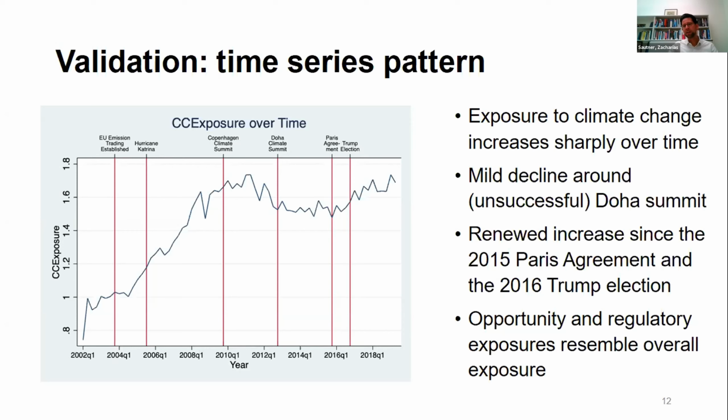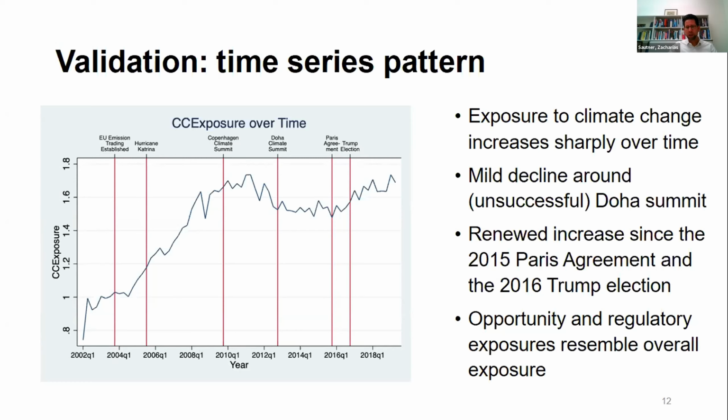So you see from just eyeballing the figure that exposure has increased sharply over time. There was a decline around the Doha Summit 2012, which was largely considered an unsuccessful summit. And then there has been a renewed increase in climate change exposure since the Paris Agreement in 2015 and the Trump election in 2016. Now, this is the overall measure.